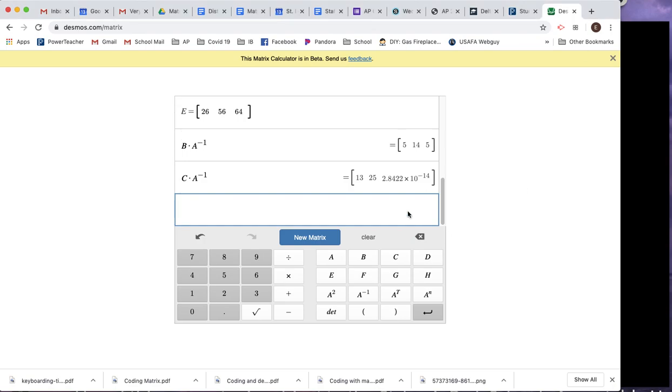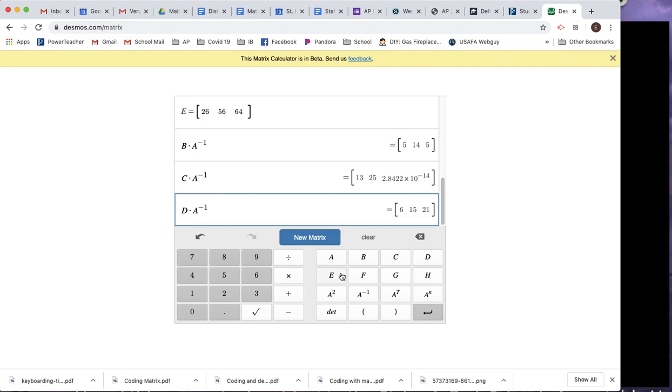So just write that down, knowing that that's scientific notation, right? That number right there is scientific notation. It's something that is really equal to 0. That's 2.8422 times 10 to the negative 14th. So let's do matrix D times A inverse, and we get the next one, which is 6, 15, 21.